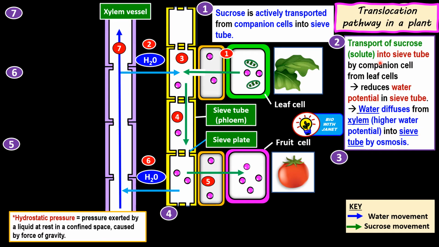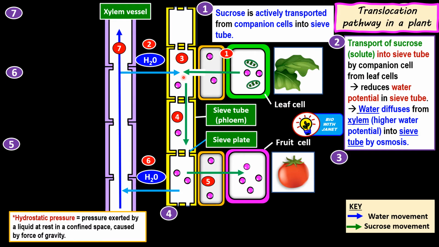Transport of sucrose or solutes into the sieve tube by companion cells, from the leaf cells to the companion cells to the sieve tubes. So the sucrose is transported this way into the sieve tubes. This reduces the water potential in the sieve tube, because the concentration of sucrose has increased in the sieve tube. So the concentration of water, or the water potential, will decrease instead in the sieve tube.